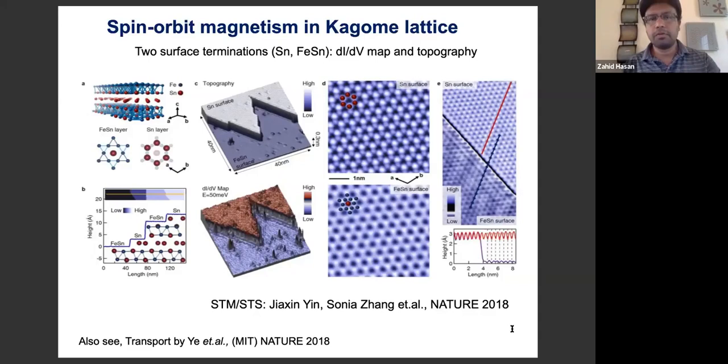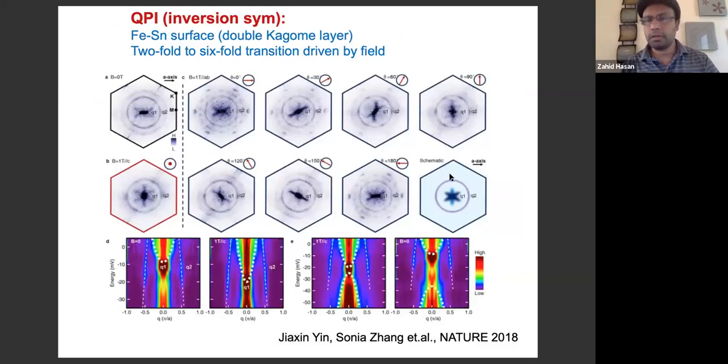One of the earliest compounds we studied is this iron tin compound. It has two terminations, iron tin and tin termination. The iron tin termination is the Kagome lattice, and the low energy physics comes from iron tin. What we discovered with STM on the iron tin surface is that, even without applying any magnetic field, the hexagonal lattice, if you consider the two-bilayer Kagome system, is structurally threefold, yet when we look at the quasi-particle interference using STM, we see a clear twofold signature. Twofold electronic interference is a potential signature of some sort of nematicity, as we'll talk about in correlated electron systems.